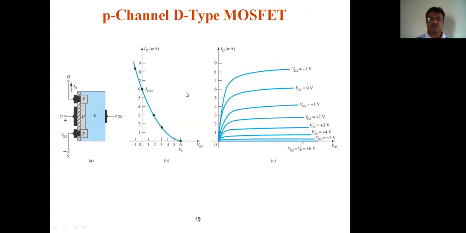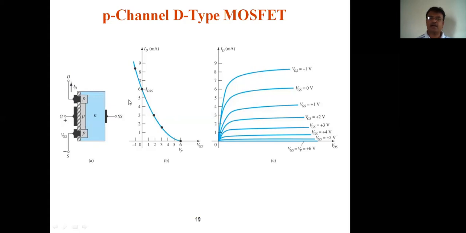Now the P channel depletion type MOSFET. If you observe, in the P channel, source is P, channel is P, drain is P, but the substrate is N, just opposite. Earlier drain current was flowing from drain to source, now it is opposite. Just reverse the polarities of the current and the voltages. Now see, VGS is positive for depletion mode and negative for enhancement.